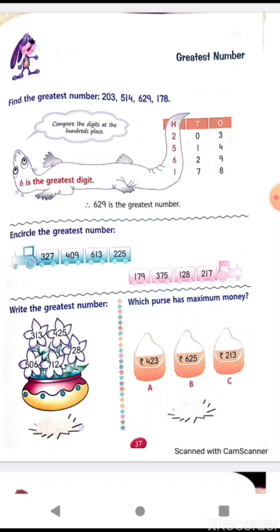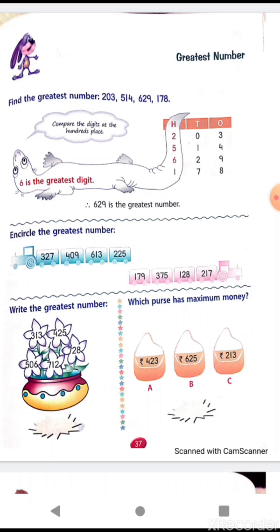Next is 179, 375, 128 and 217. So again all the numbers have the same number of digits. So we will compare the digit at hundreds place. So it is 1, 3, 1 and 2 respectively. So out of these 3 is the greatest. So the number having 3 at hundreds place would be the greatest. So here the greatest number would be 375.